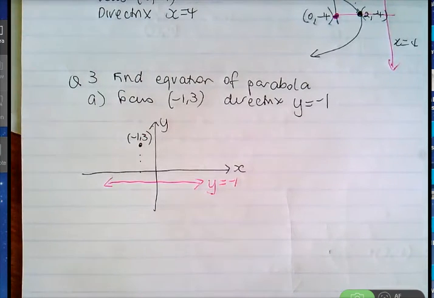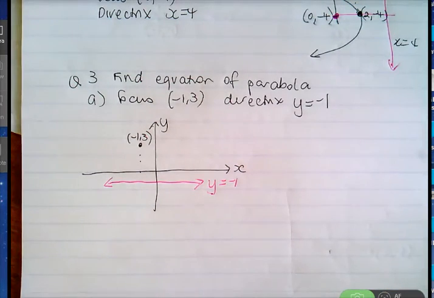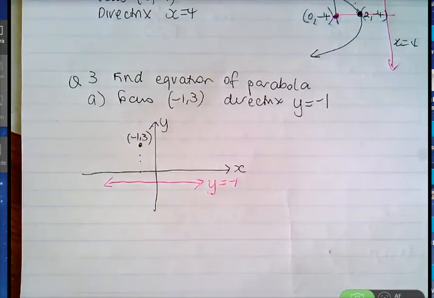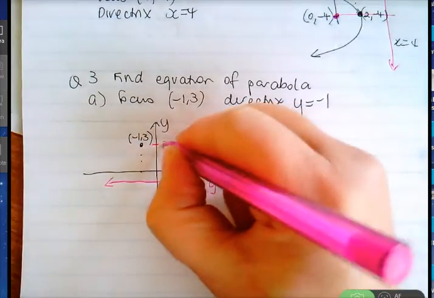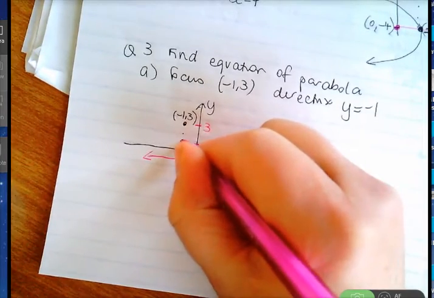Okay, sorry girls. So this question here: find the equation of the parabola with focus (-1, 3), directrix y equals negative 1. Be careful. Where's the vertex? That's not the vertex, that's the focus. So you've got to find the vertex. Look back at what you've been doing. It's halfway between them. The focus is at 3, the directrix is at negative 1, so at 1 unit, this is the vertex.